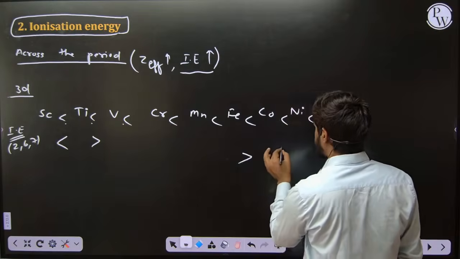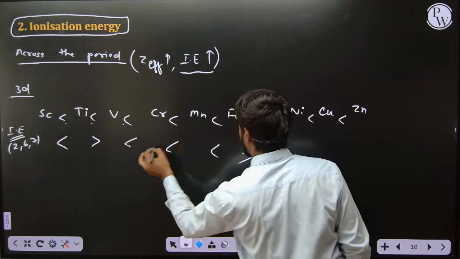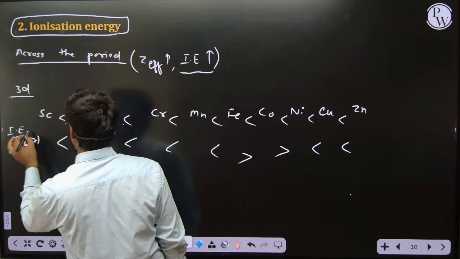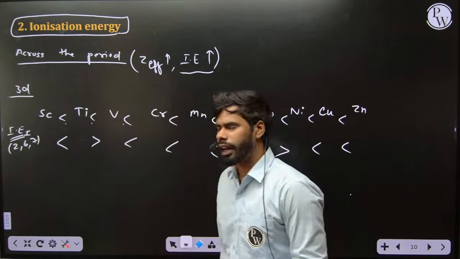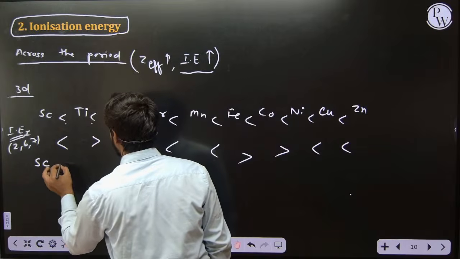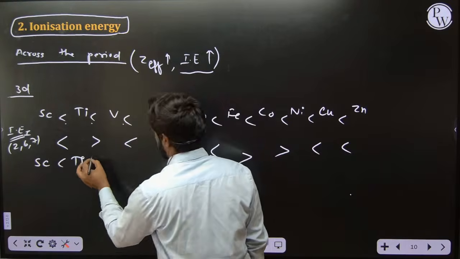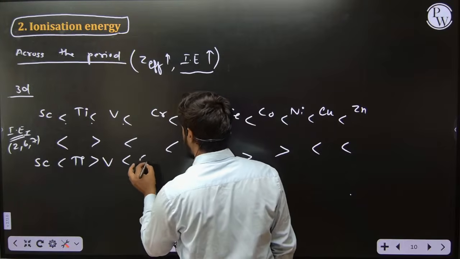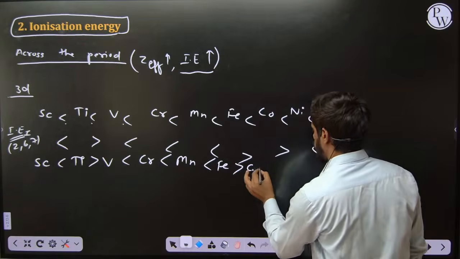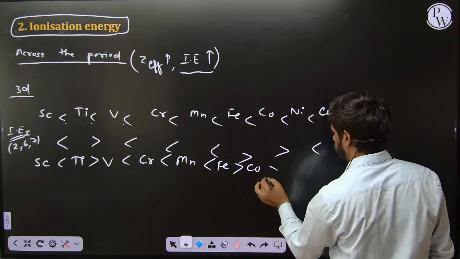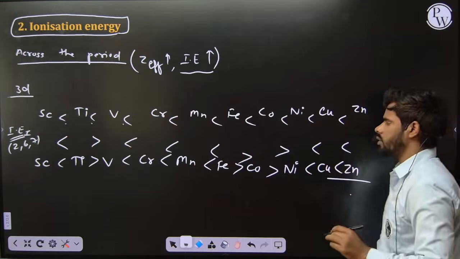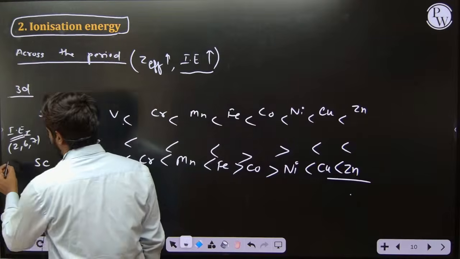At the sixth and seventh it will be opposite, otherwise all order will be the same. So this is the ionization energy. First, we are talking about the first ionization energy of all the elements. So the final order will be what? It is scandium, titanium, then vanadium, then chromium, manganese, iron, cobalt, nickel, copper, zinc. So this is the first ionization energy of all the 3D elements.